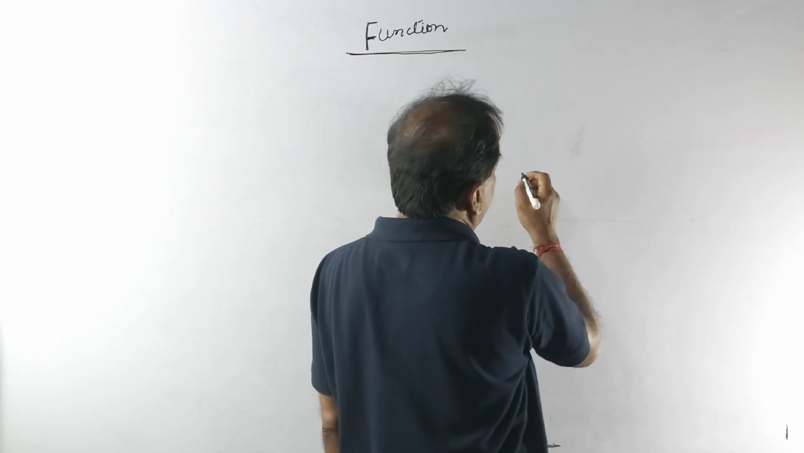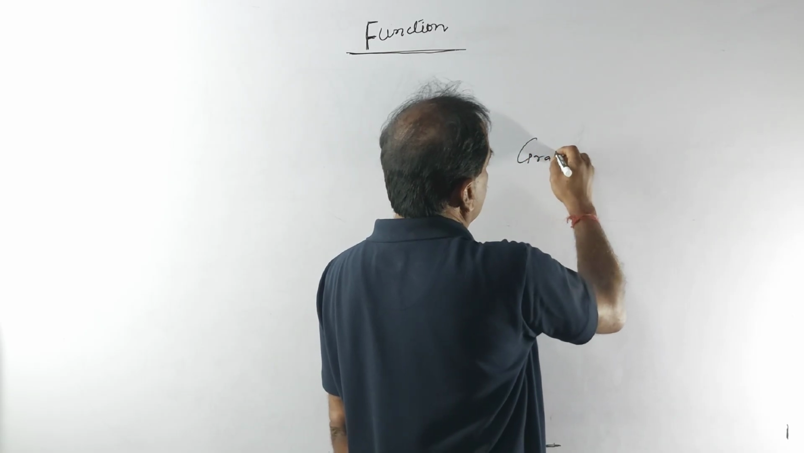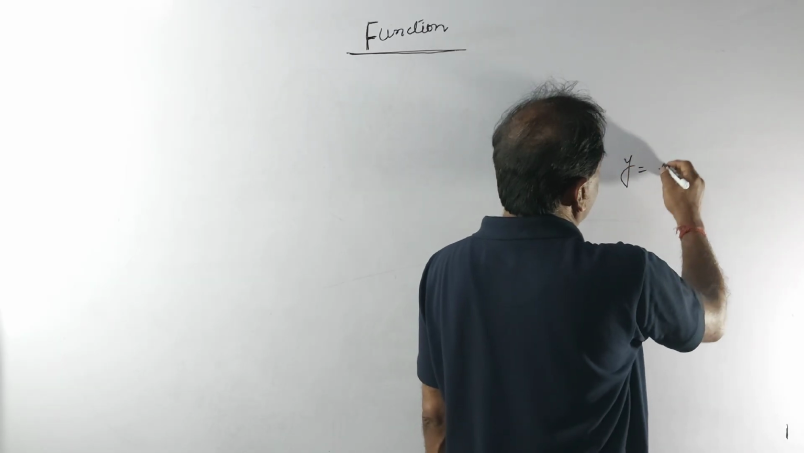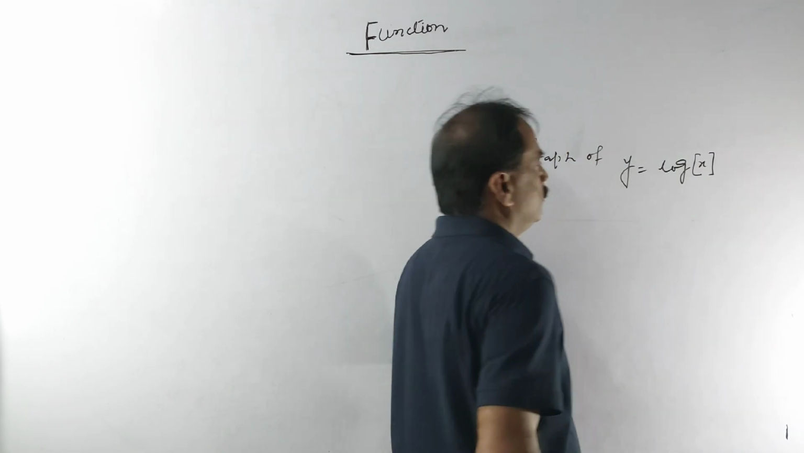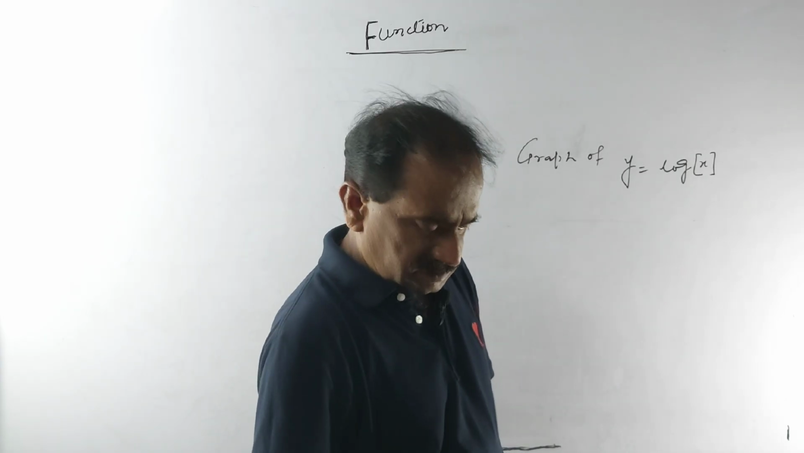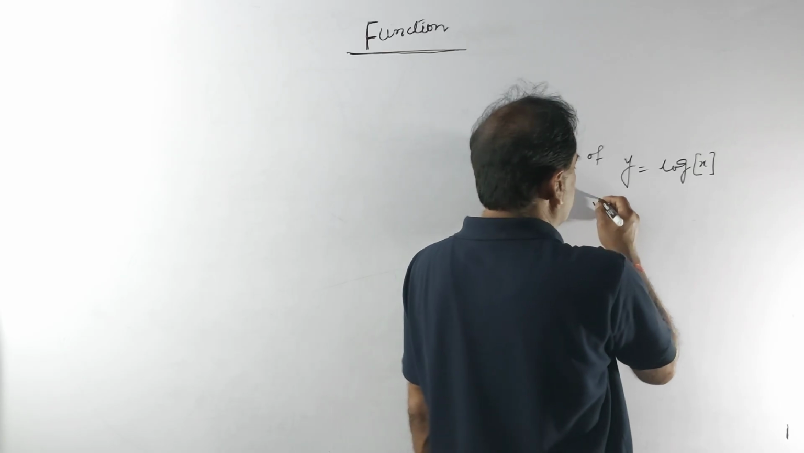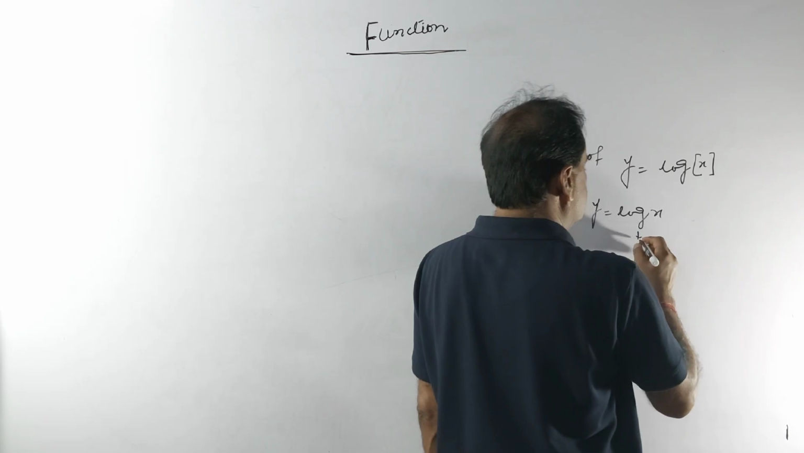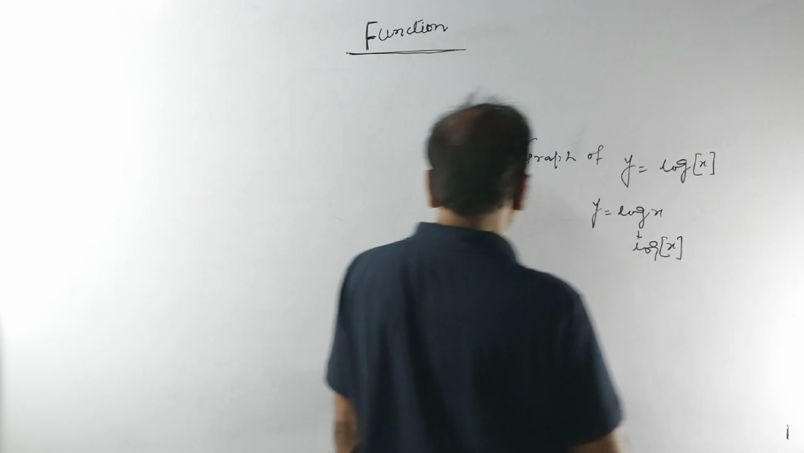This example is the graph of y equal to log of greatest integer x. This question is only to recall the previous concept. For this, first draw the graph of y equal to log x and then use the concept of log of greatest integer x.